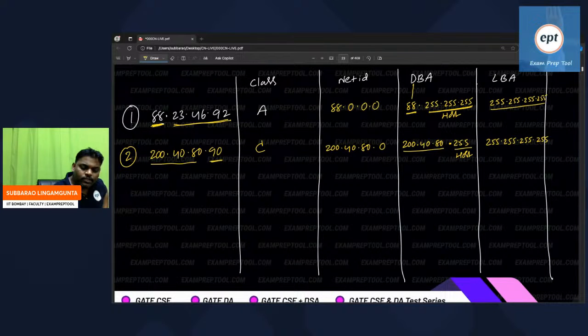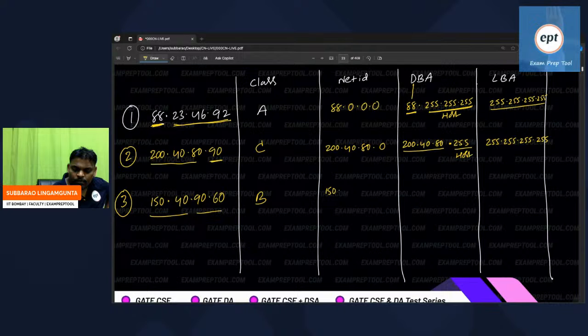Next one. Can you see the 3? 150, 40, 90, 60. It is class B. So 150, 40. Host area, all zeros. Net ID came.